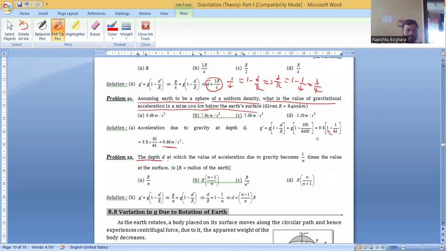The depth d at which the value of acceleration due to gravity becomes 1 by n times the value at the surface. g dash is equal to g by n, given. So we have to find d. g by g cancels, so d by r equals 1 minus 1 by n, so d equals n minus 1 by n into r.